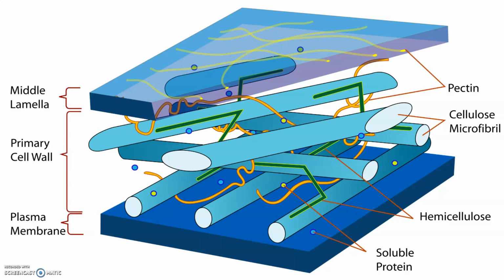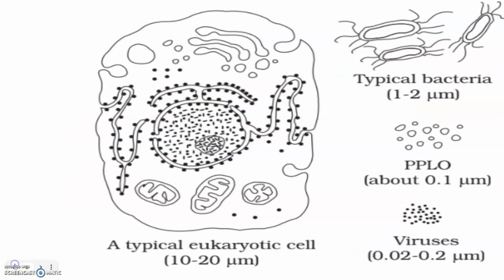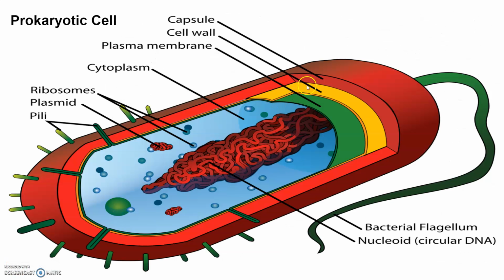Glycocalyx differs in composition and thickness in different bacteria. When it is a loose sheath, it is called a slime layer, while in others it may be thick and tough, and it is called a capsule. Here you can see a capsule in the case of bacteria. The cell wall determines the shape of the cell, and it provides strong structural support to prevent the bacteria from bursting or collapsing.